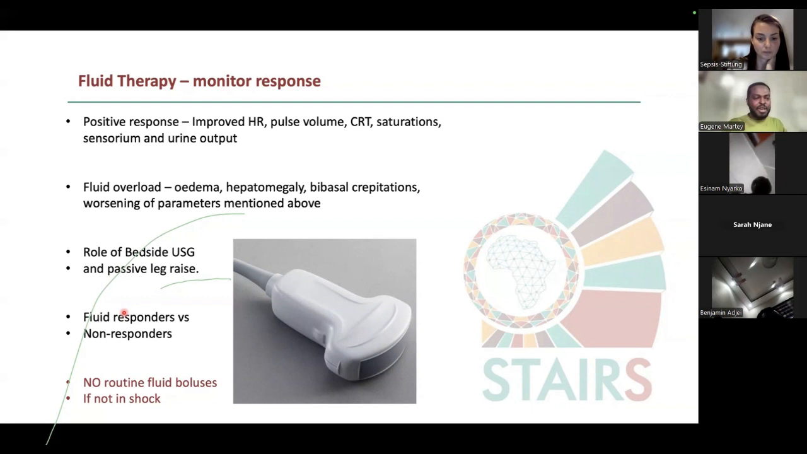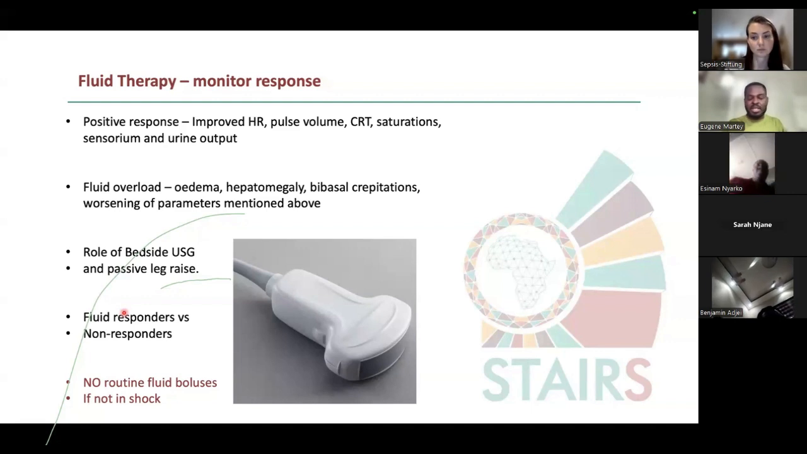Also, you are monitoring for evidence of fluid overload. So you're looking at whether or not your patient has started developing signs of edema. Is there hepatomegaly? Has the patient had bibasal crepitations? Are there worsening in your parameters of shock? So if these are the findings in your patient, then you may want to be cautious with your fluid.